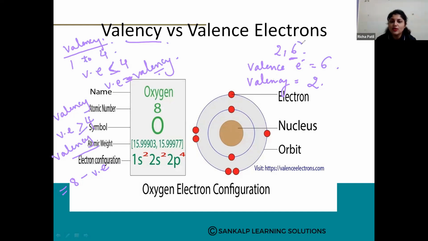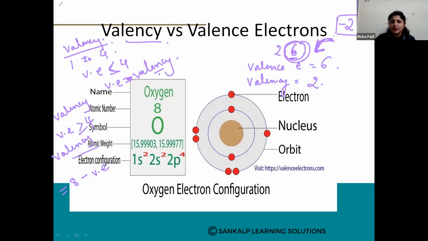Now oxygen wants 2 electrons to complete its octet, so it will take 2 electrons. So it will have a -2 charge. Negative charge means it gains electrons. If it takes electrons, it will have a negative charge, and if it gives electrons, it will have a positive charge. So oxygen is represented as -2, because to complete its octet it requires 2 more electrons. This is about valency and valence electrons.